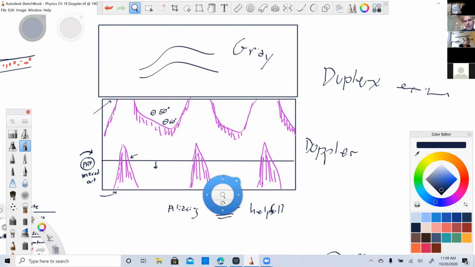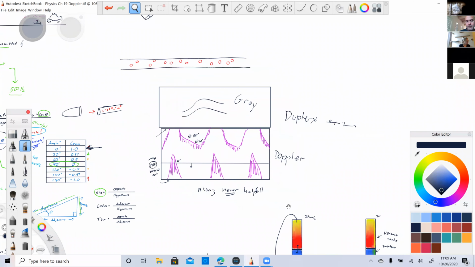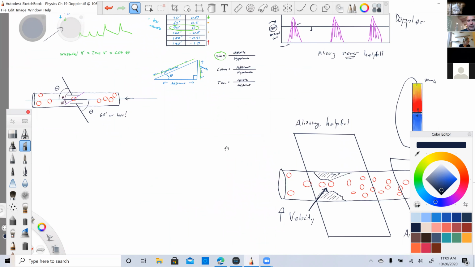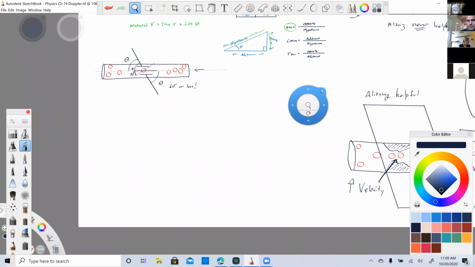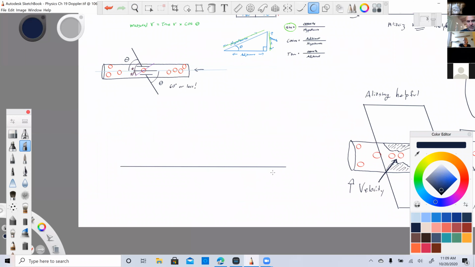If our waveform, let's go ahead and just put that down here, goes up and then back and then up and then back, there's bidirectional flow of positive, negative, positive, negative. So those are Doppler shifts, positive and negative, positive and negative.